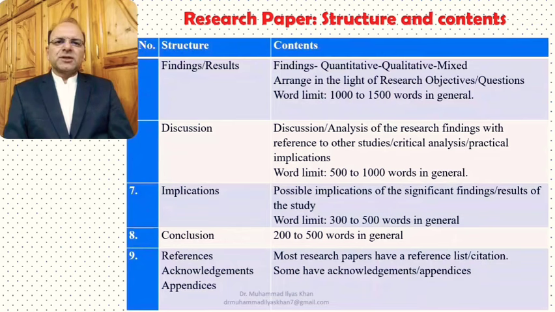So this was the general structure and content of the research paper, and of course there might be certain variations keeping in view the requirements of the particular academic field or the particular research journals. Here what we discussed was the general structure and contents of a research paper in social sciences.